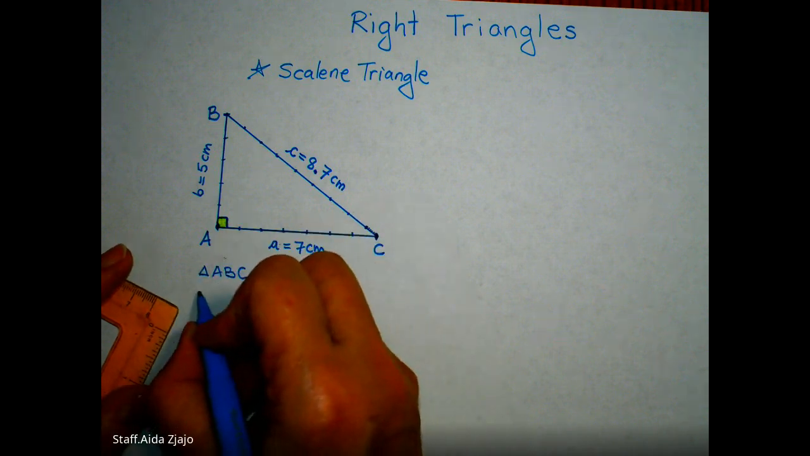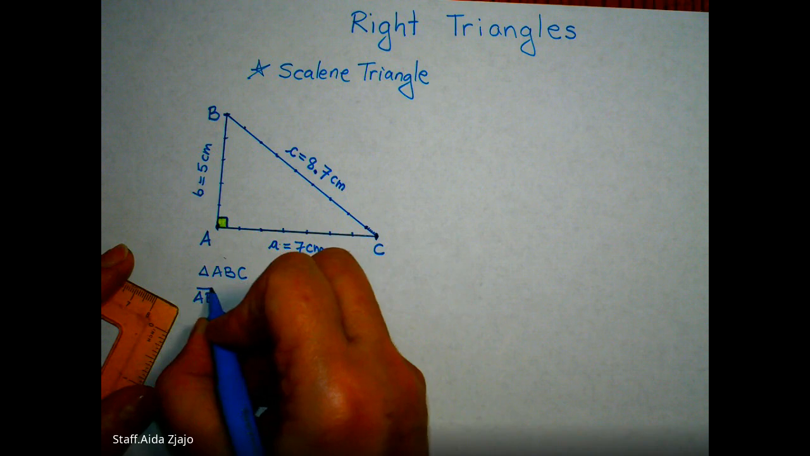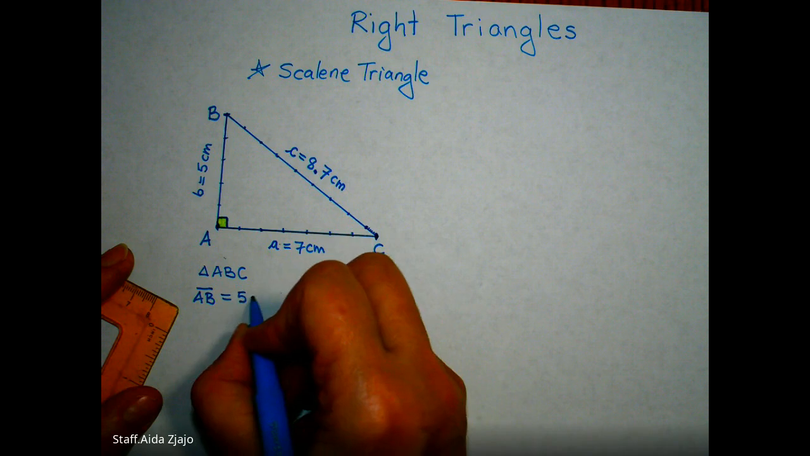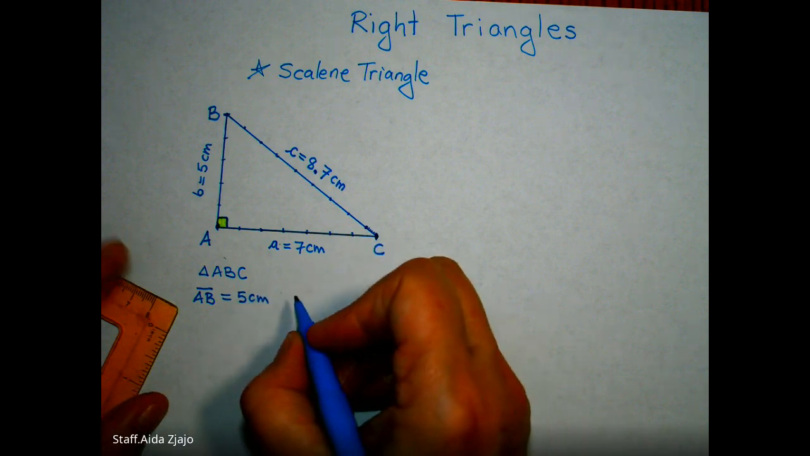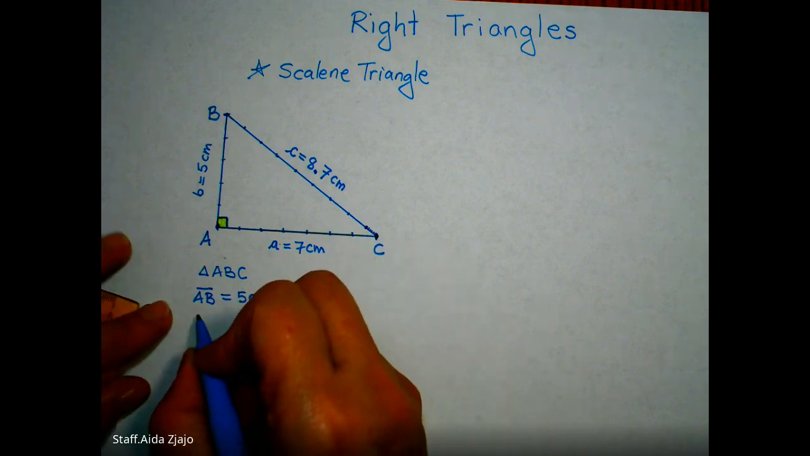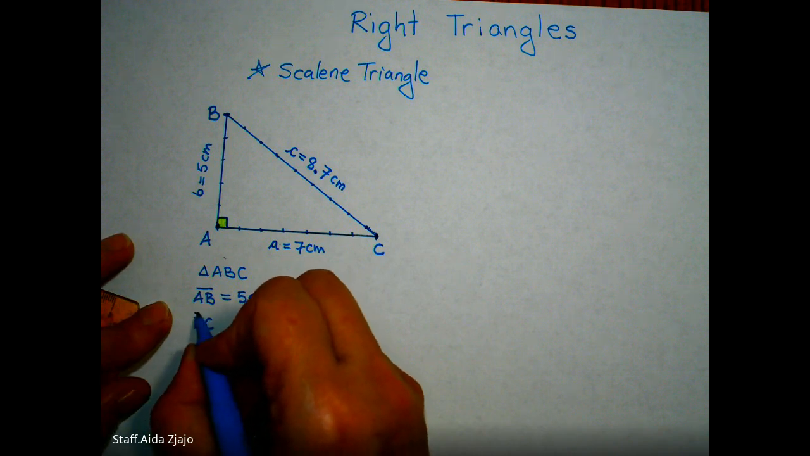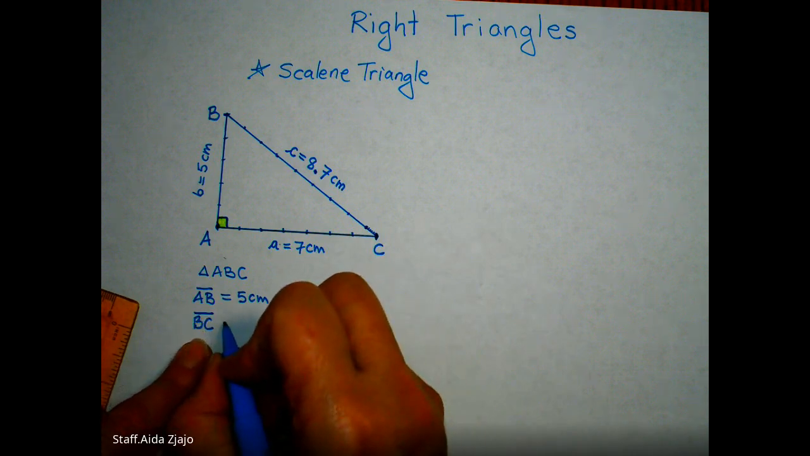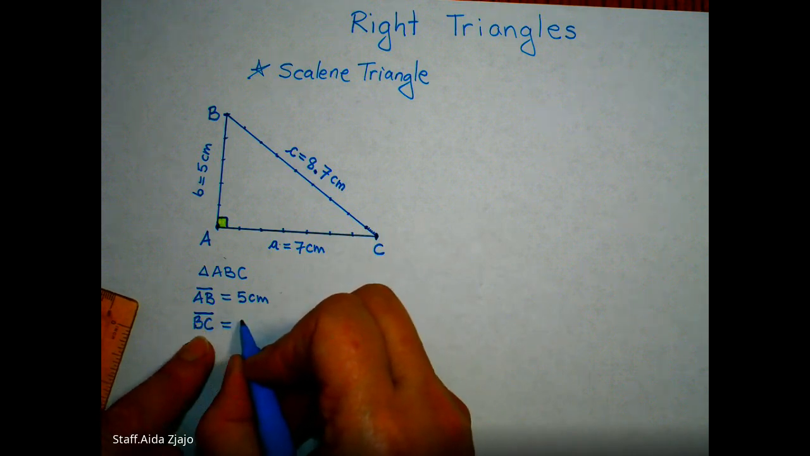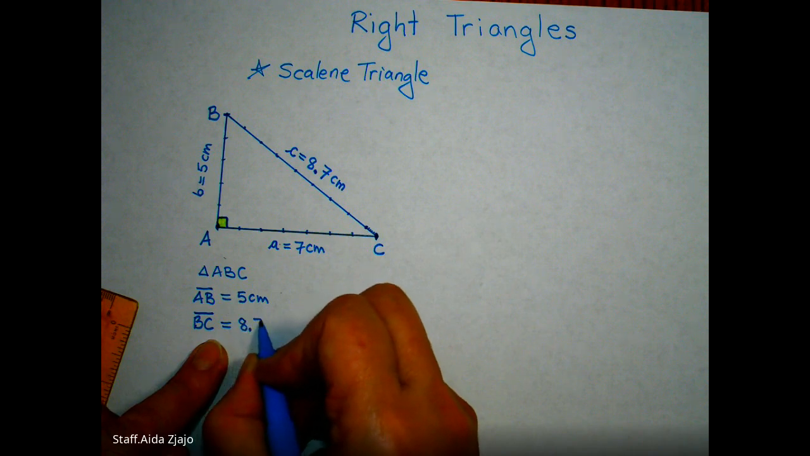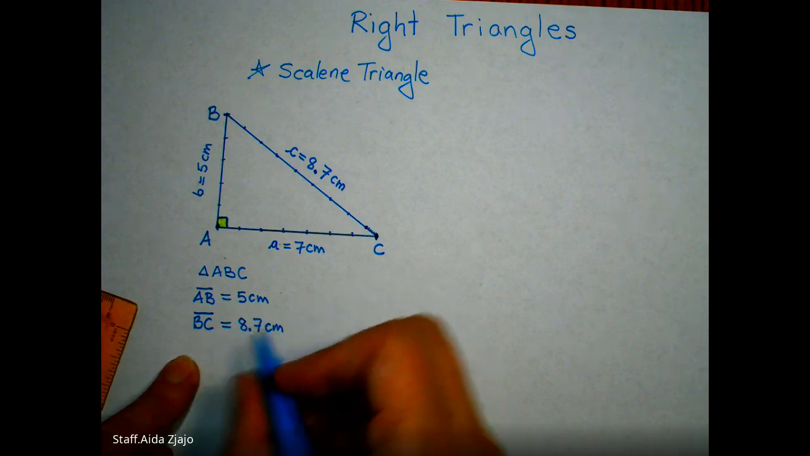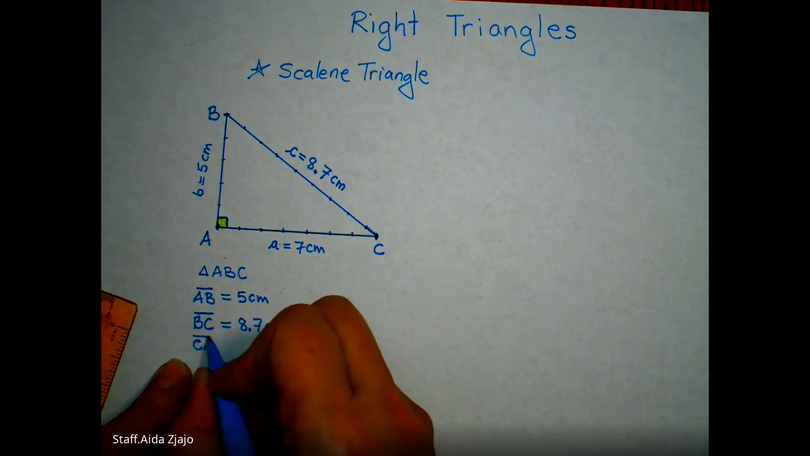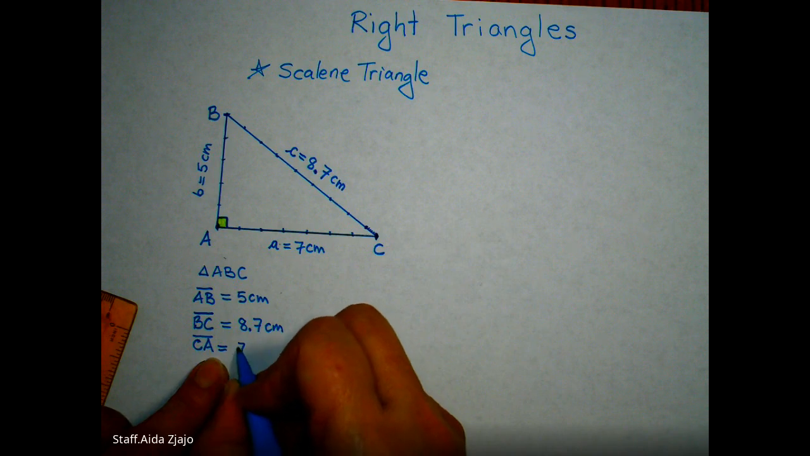So we can say AB line segment is equal to 5 centimeters. Okay, well, we can see that BC line segment, a line above the letters indicates a line segment, is equal to 8.7, 8 and 7/10 of a centimeter. And then CA or AC line segment is equal to 7 centimeters.